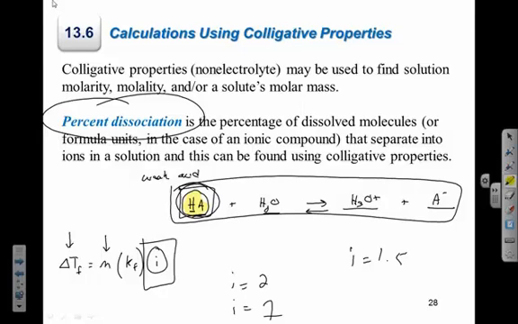Why do I care how strong an acid is and how much of it's going to break up when I put it in water? It could be really important for safety issues. If it's a really strong acid, I want to handle it appropriately and make sure that I don't get even a small droplet on my skin. It could burn me pretty severely.